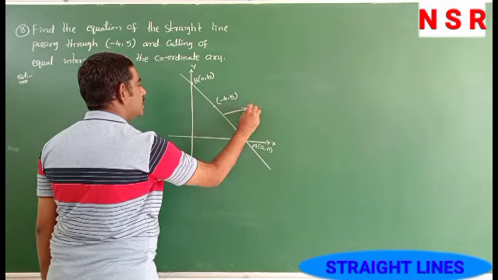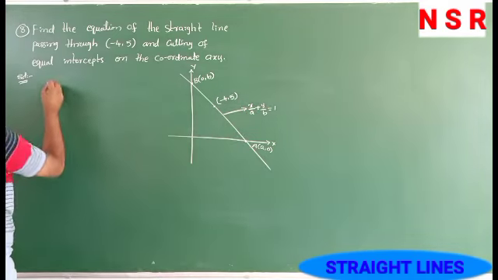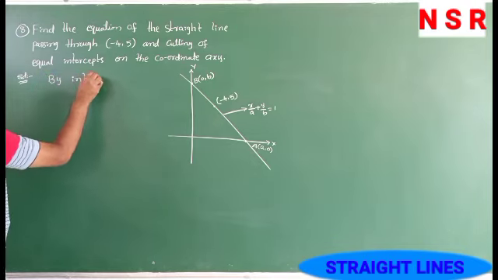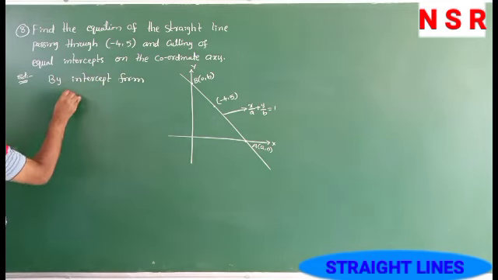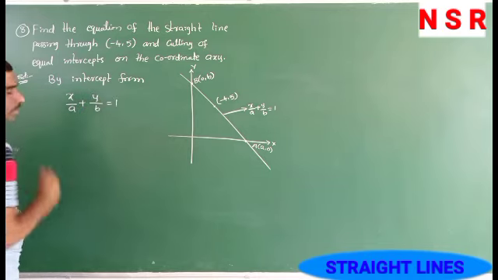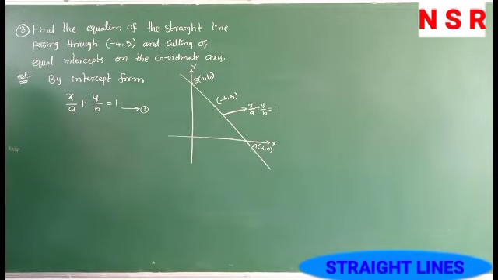So this is x by a plus y by b equal to 1. So first write the intercept form. What is intercept form? X by a plus y by b equal to 1. Take it as equation number 1. In this question we have to find a and b values. Find a and b value and substitute in equation 1. We get a straight line equation. Find the equation of straight line.